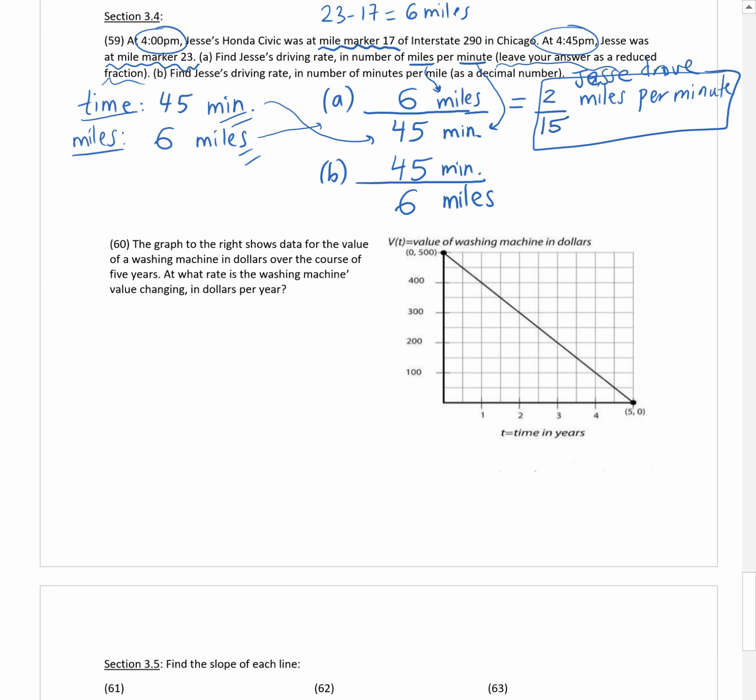This time it says they want it as a decimal number. So I'm going to divide 6 into 45. You could reduce that fraction first and then divide, and you'd get the same answer either way. Let's see, 6 times 7 is 42. If I put a decimal and then a 0, bring down the 0. There we go, 7.5, okay. 7.5, and then since they said minutes per mile, 7.5 minutes per mile.